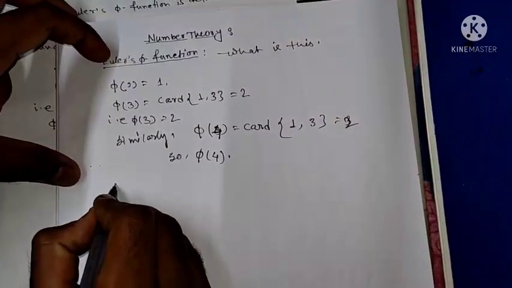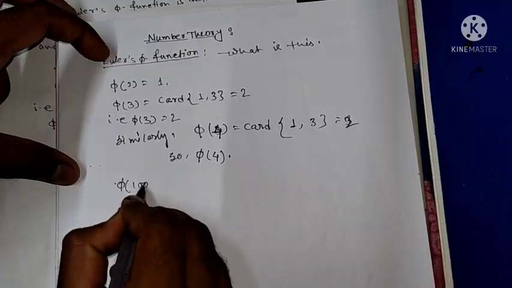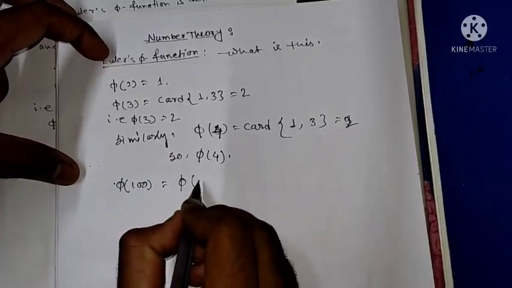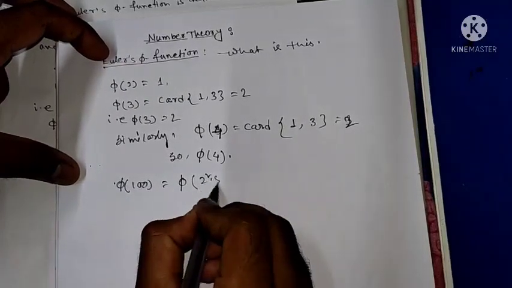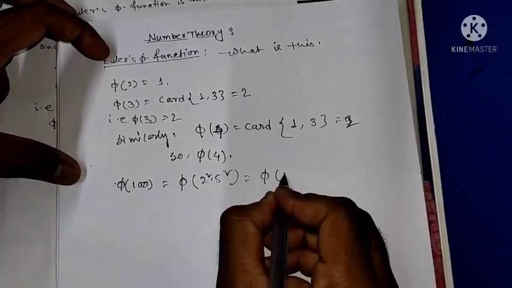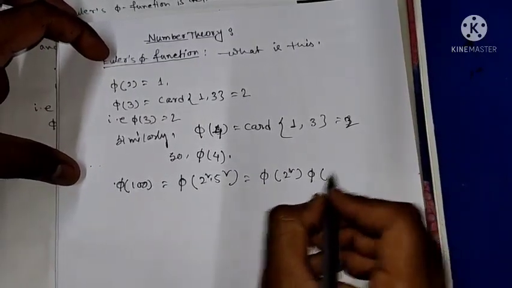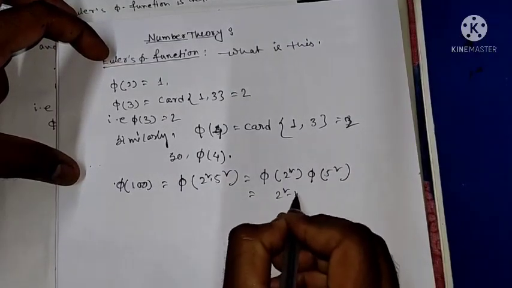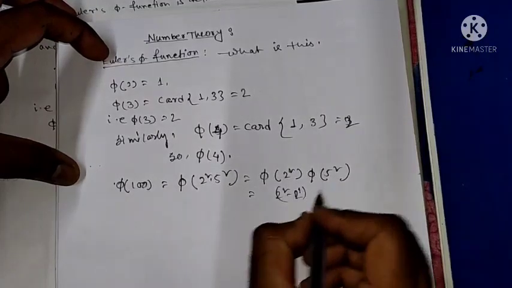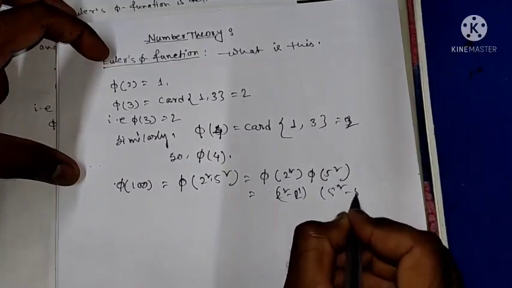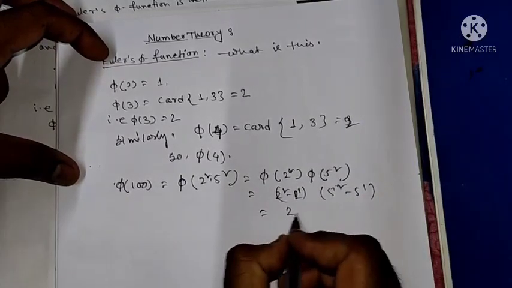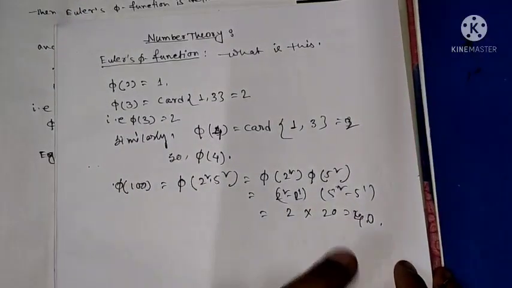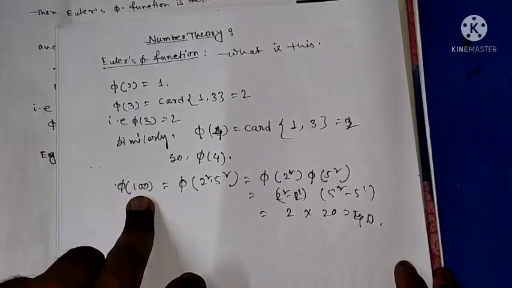That is, if we want to find phi of 100, it will be phi of 2 squared into phi of 5 squared. This will be 2 squared minus 2 to the power 1, into 5 squared minus 5 to the power 1, that is 2 into 20, 40. So there are 40 numbers which are co-prime with 100 and less than 100. Okay.